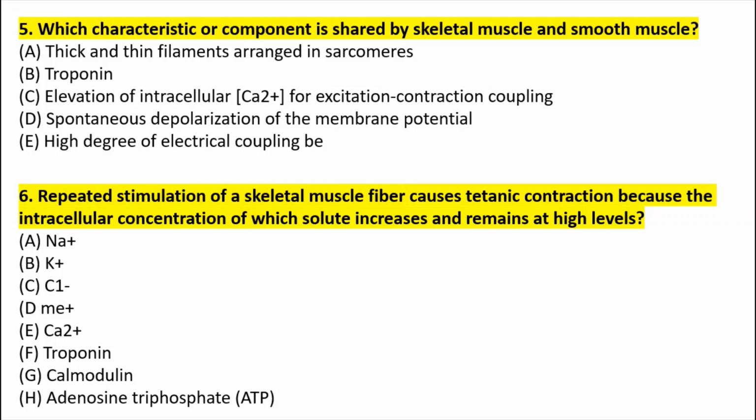Number 5. Which characteristic or component is shared by skeletal muscle and smooth muscle? A. Thick and thin filaments arranged in sarcomeres. So no, we know that smooth muscles are not arranged in sarcomeres. B. Troponin. That's false because we know that in smooth muscle there is no troponin. C. Elevation of intracellular calcium for excitation contraction coupling. So this is correct. We know that in both muscles there is elevation of calcium for the excitation contraction coupling.